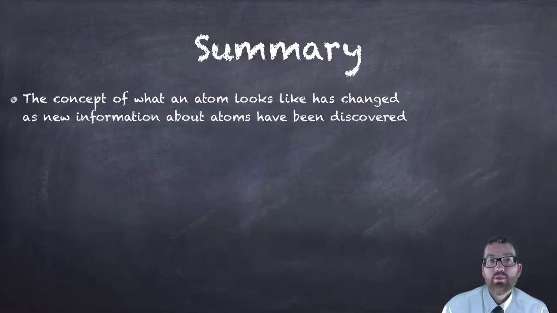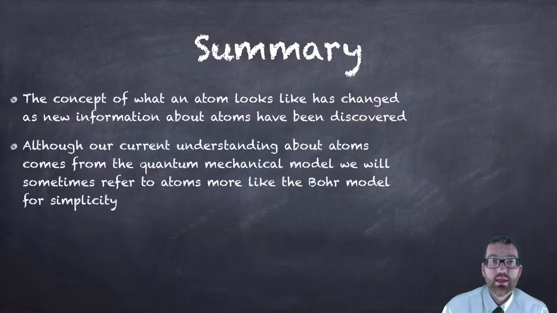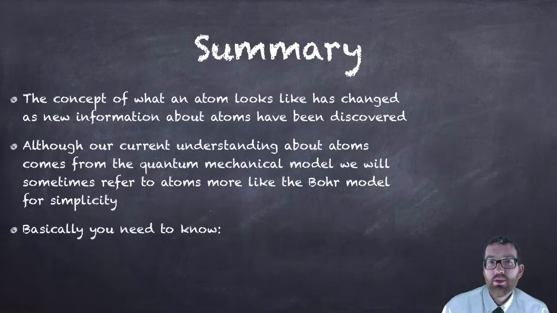So the concept of what an atom looks like has changed as new information about atoms has been discovered. Although our current understanding about atoms comes from the quantum mechanical model, we're still going to sometimes refer to atoms more like Bohr's model for simplicity throughout this course. But it's important to know that it's not exactly the way it looks.